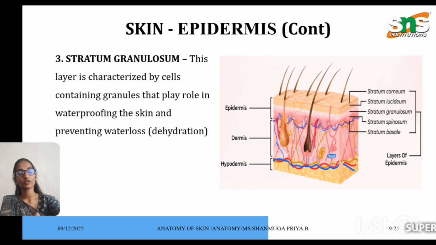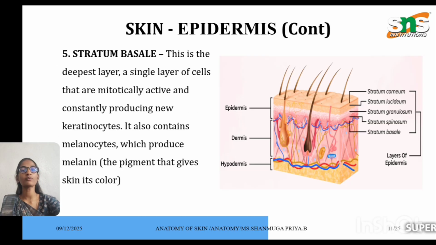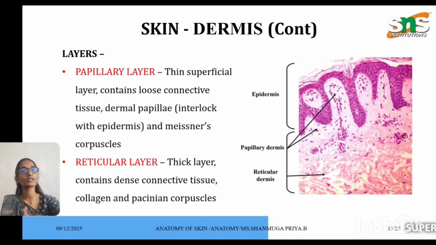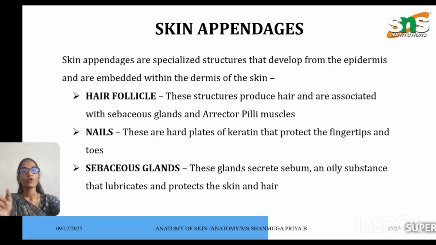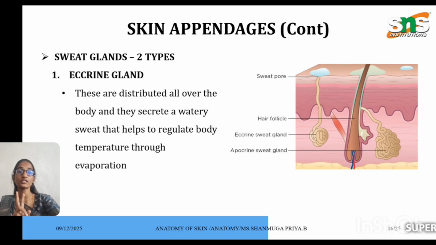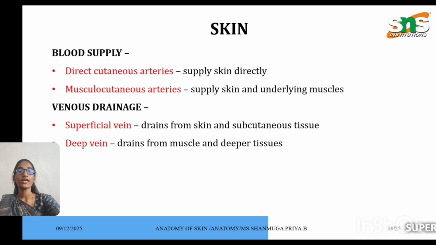In dermis layer, we have seen about the components as well as the layers. And in hypodermis, we have seen about the components. Also, we have included about the skin appendages, namely hair follicle, nails, sebaceous gland, as well as the two types of sweat glands, eccrine as well as apocrine gland.